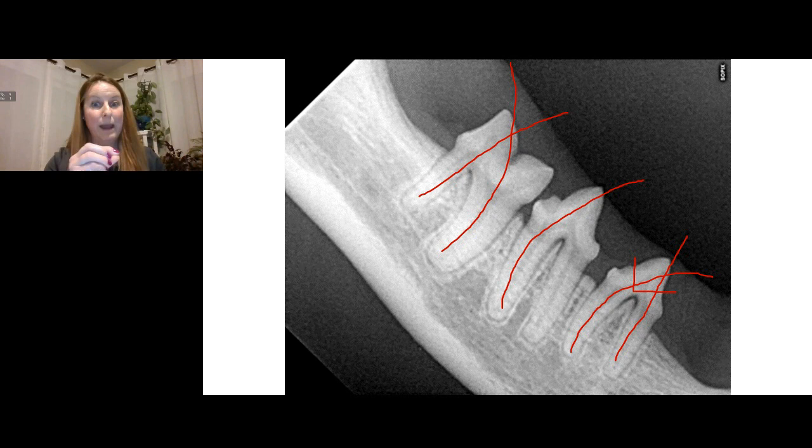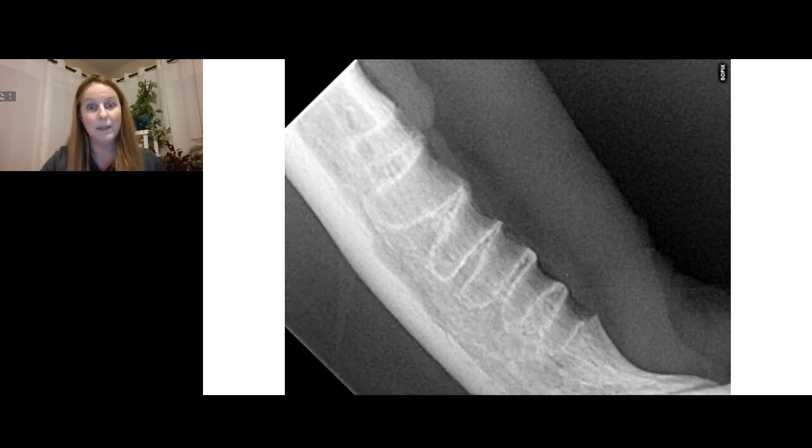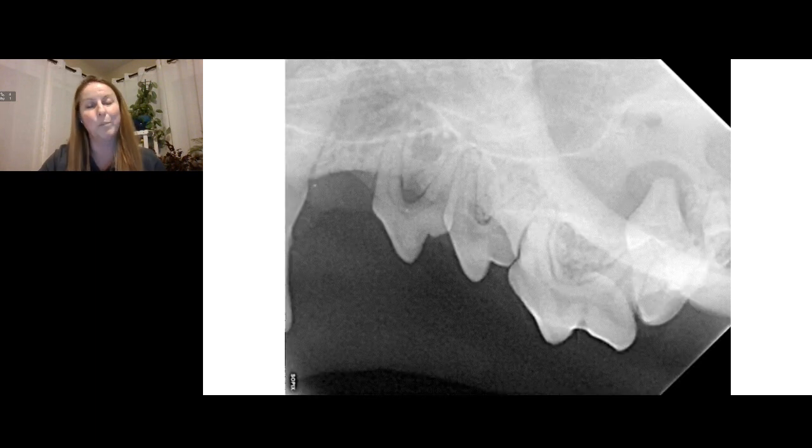If you're not used to paying attention to which direction these roots are going, how are we going to get them out? And then we get them out with very little bone removal, because that's fantastic. Bone removal is the most painful part of the procedure. We know that from human dentistry.